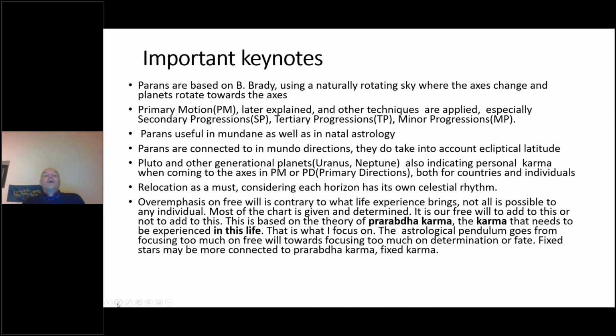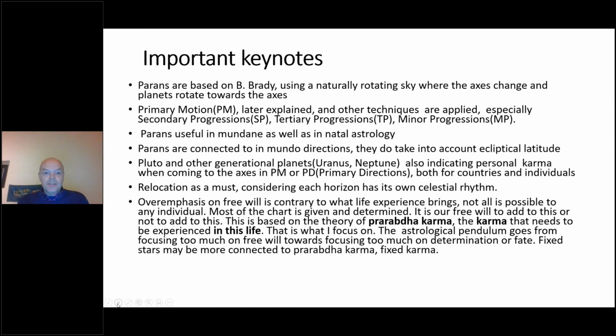Relocation for me is a must, considering that each horizon has its own celestial rhythm. If I give the example, a sunset at the equator is very quick. It's done in 15-20 minutes. A sunset in a very high latitude takes hours, 2, 3, 4 hours, and even at some point the sun doesn't set. So the location in latitude is very important, and I think that one has to relocate when something happens a far distance from, let's say, if you use the chart of the USA and you use Philadelphia. I do not agree that everything is seen from Philadelphia. I will always relocate to the place exact where something happens in universal time.